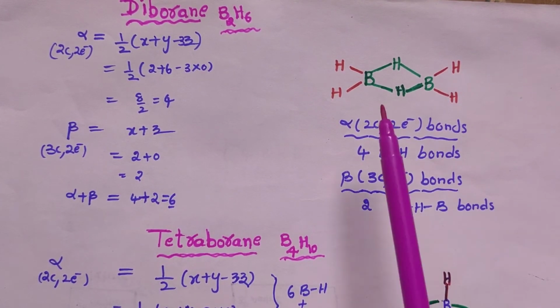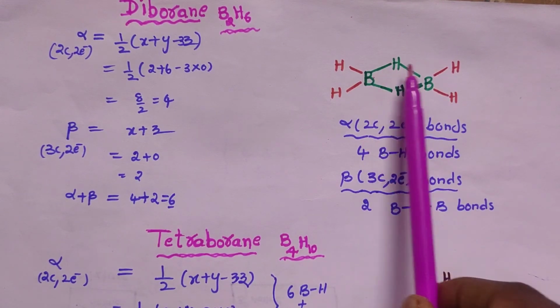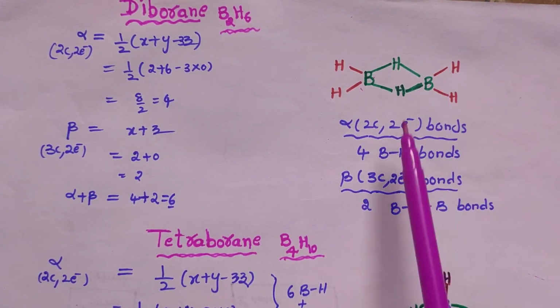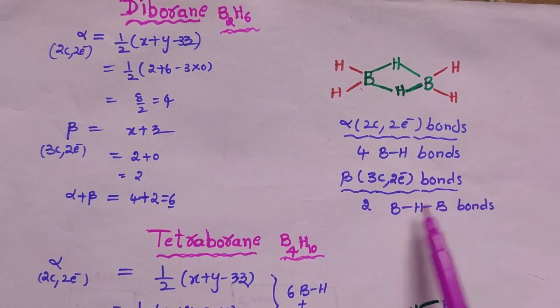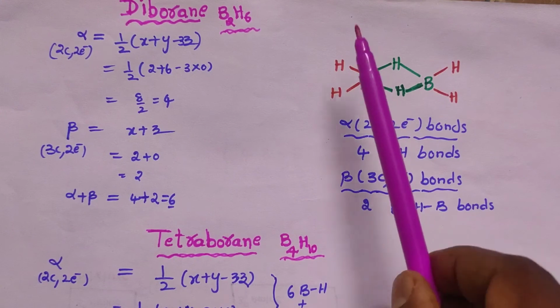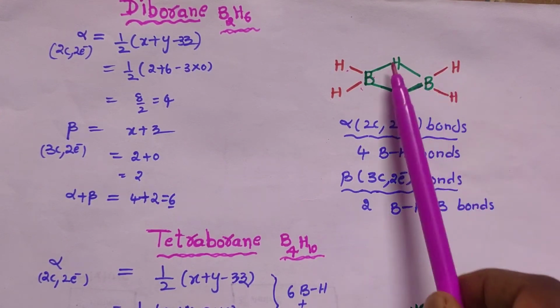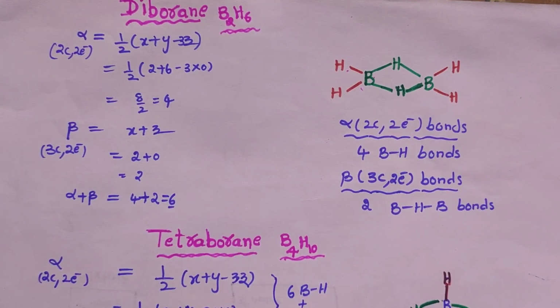And the structure of the diborane is like this. Here this BHB bond and this BHB bond are 3-centered 2-electron bonds. That means here we are having 2 BHB bonds and 4 normal covalent bonds: BH, BH, BH, BH. These 4 are normal covalent bonds.